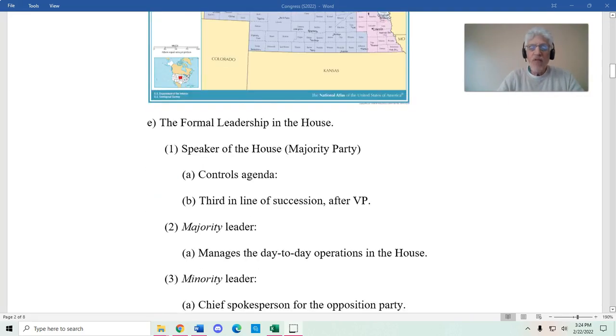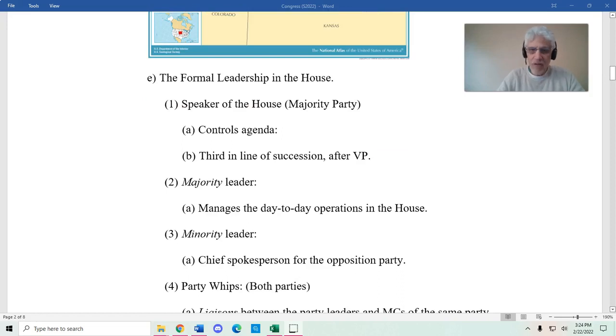Next, I want to talk about the formal leadership of the House of Representatives. And when I say the formal leadership, I'm talking about the way the rules are set up. There are times when certain members of Congress are really popular, and so they wind up exerting more influence than they would otherwise, just because everybody knows them and they get on the news a lot. So this is the formal leadership.